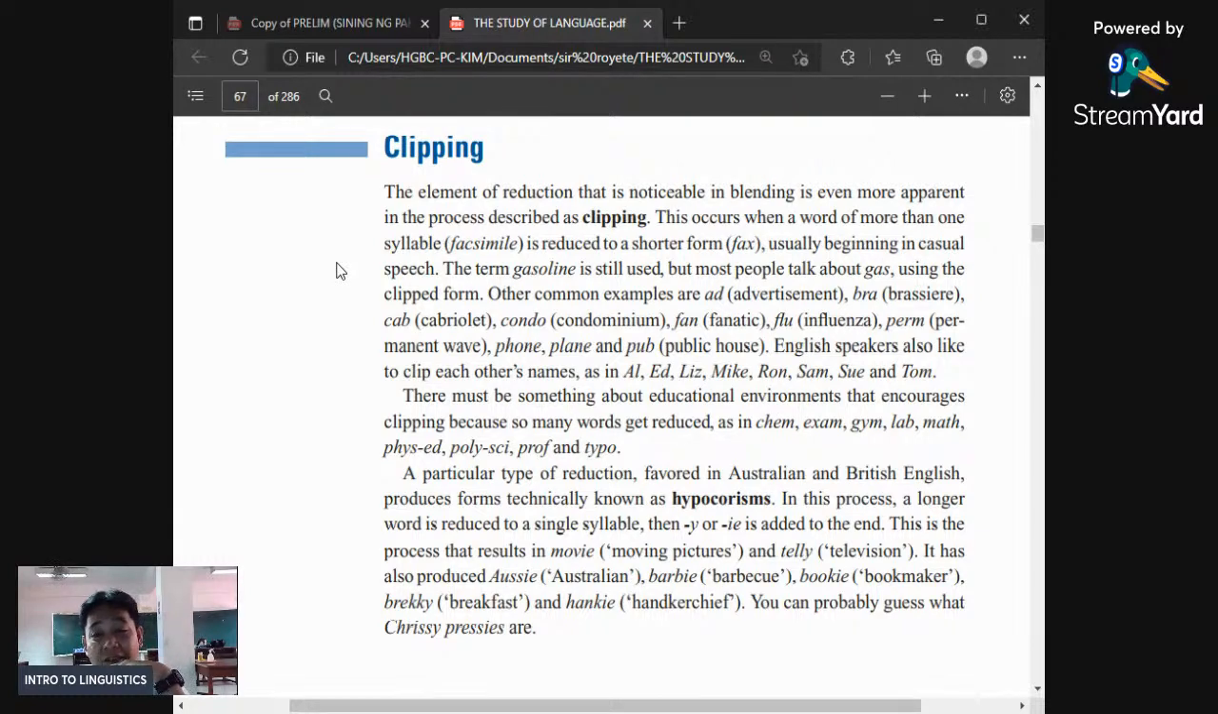Ad, right? Advertisement, ad. We also have bra, bracer. So, the correct... what do you call this one? Full version of brace, bracer. Ad, advertisement, right?